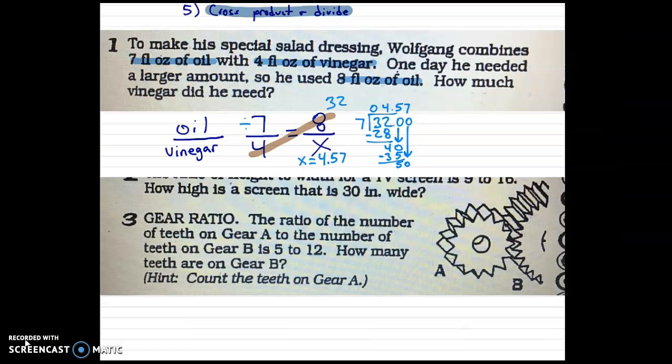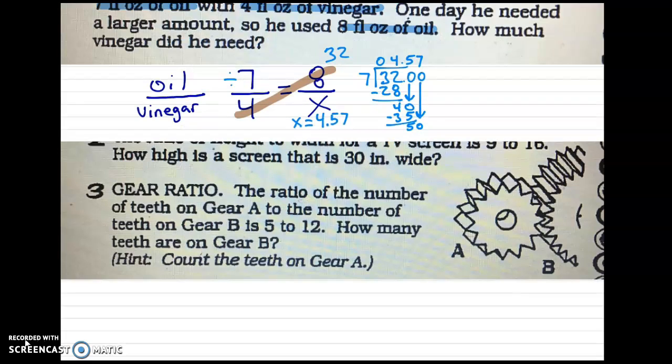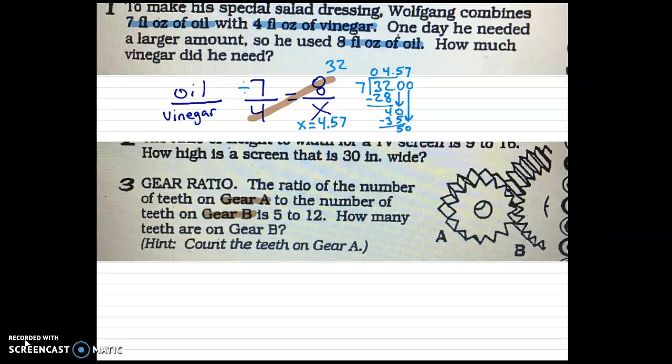It gets a little bit more difficult. So, gear ratio. The ratio of the number of teeth on gear A to the number of teeth on gear B is 5 to 12. All right. How many teeth are on gear B? So what are the two things that we're talking about? Talking about gear A and gear B. All right. So now we know the two things we're talking about. Talking about A and B. Set up your blank proportion, and then we're going to fill it in.